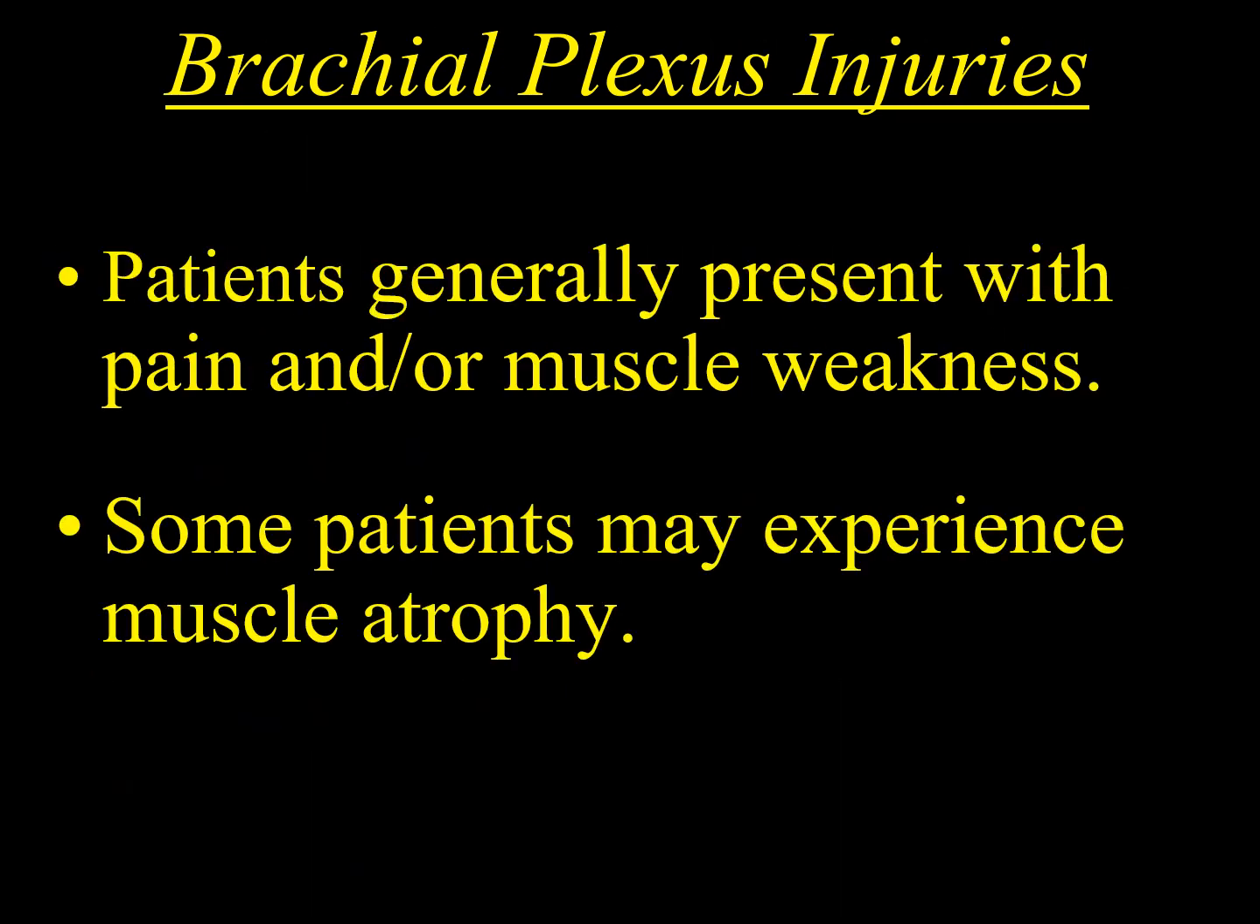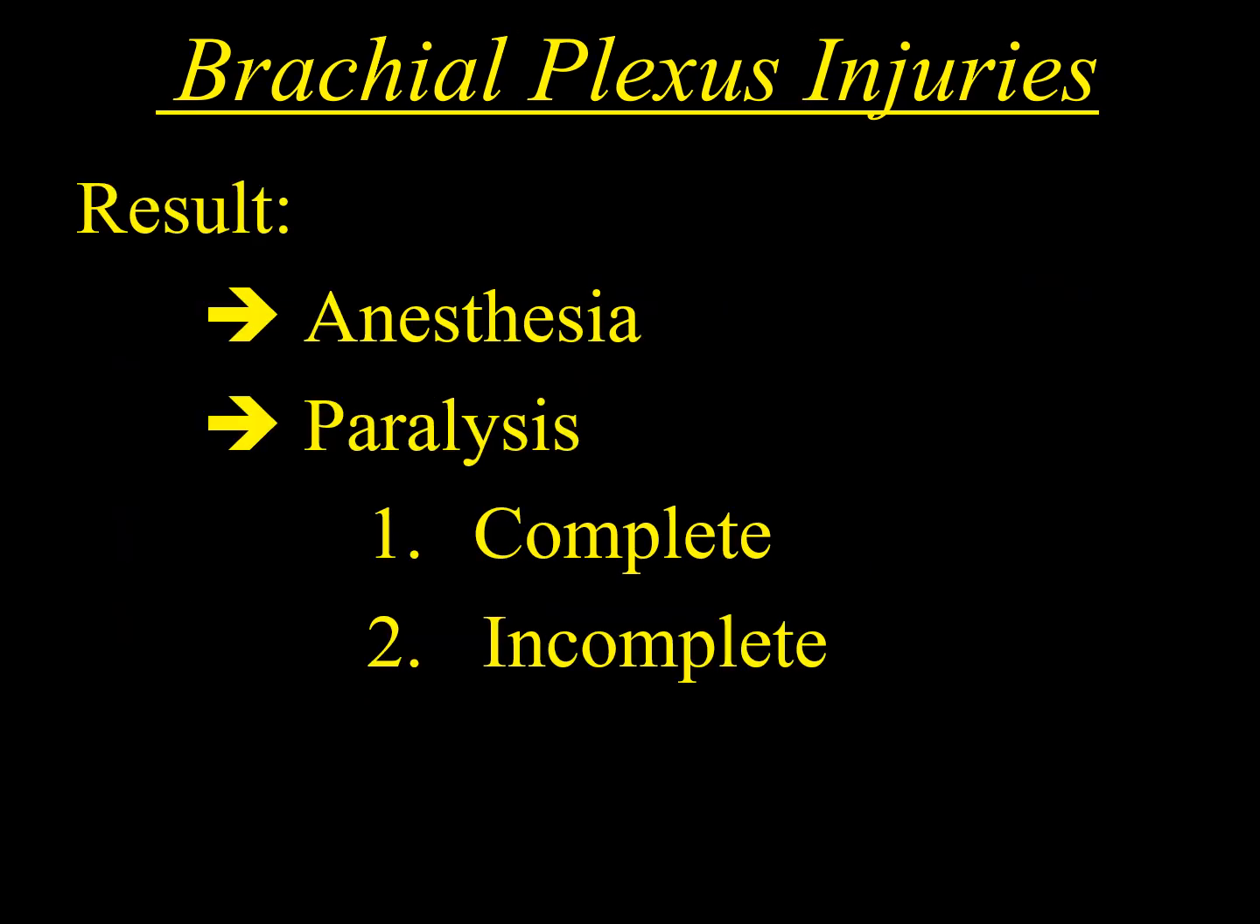So, patients generally present with pain and muscle weakness, and some patients may experience muscle atrophy or loss of muscle mass because of the damage to the brachial plexus. What will be the result of brachial plexus injuries? There will be anesthesia as the sensory nerves are involved. So sensation will be lost. There will be no sensation, that is known as anesthesia.